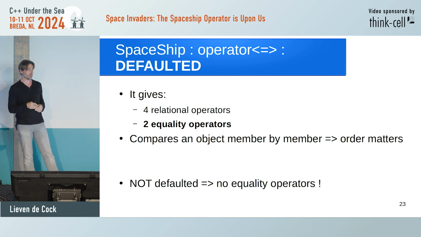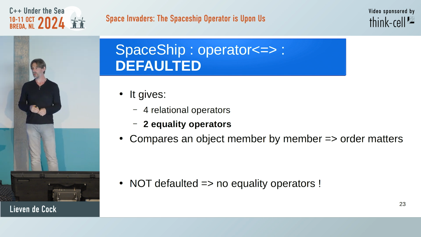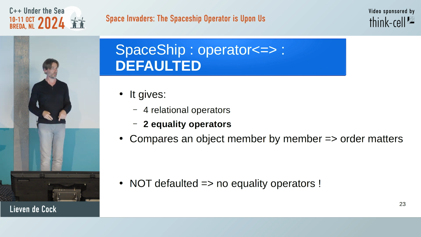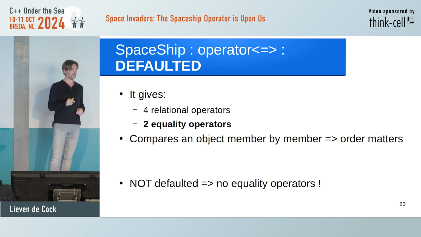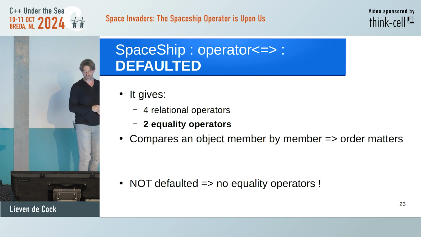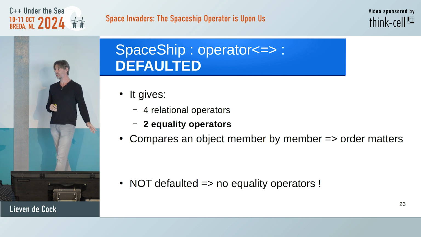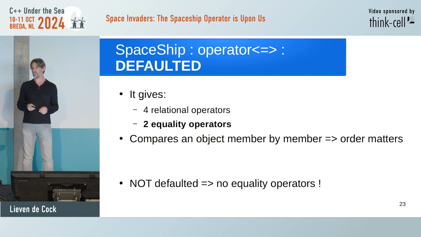So this could have an impact if you're doing some maintenance on your struct and you decided, I like my members being in alphabetical order. All this will still be there, but it will have a different outcome. And here's the catch. If it's not defaulted, we do not get the equality operators. If it's defaulted, we get all 6. If it's not defaulted, the equality operators are not there anymore.